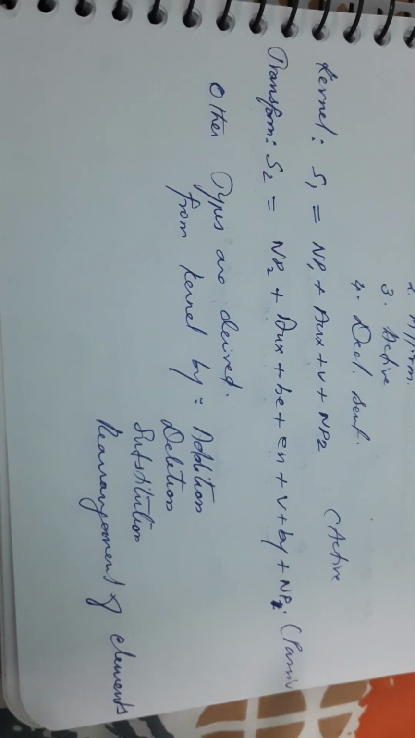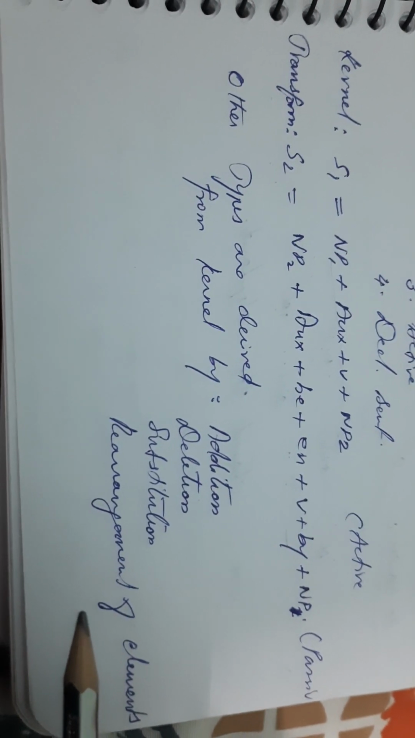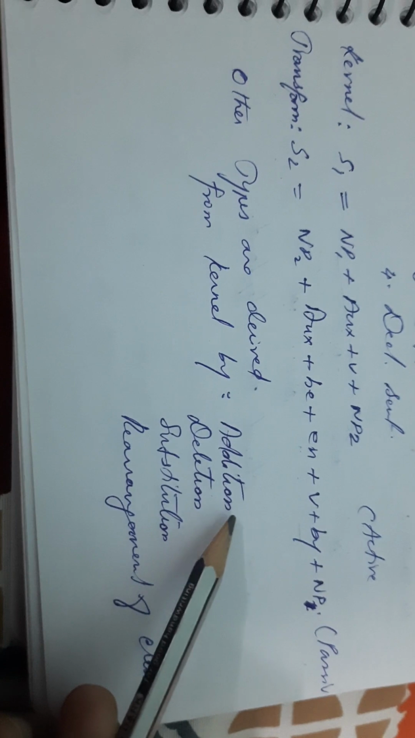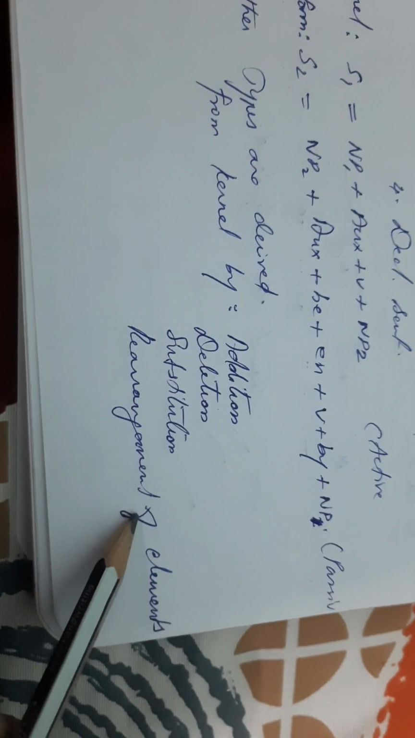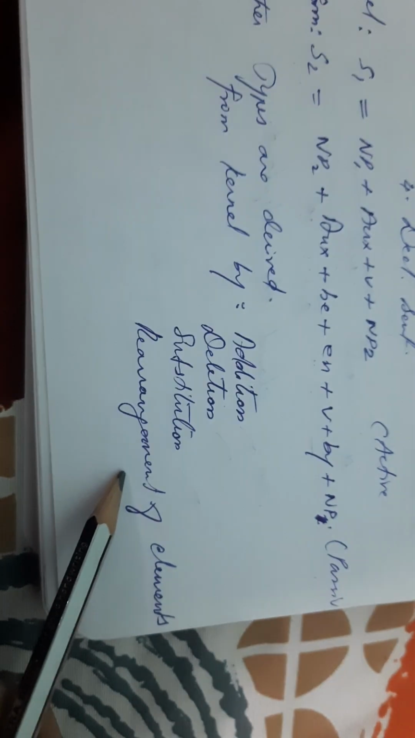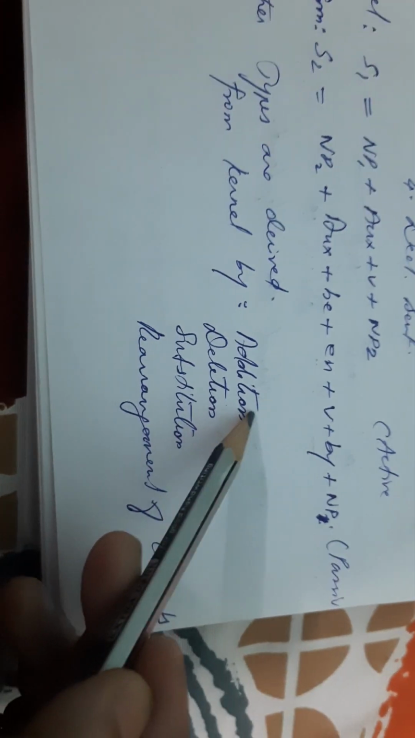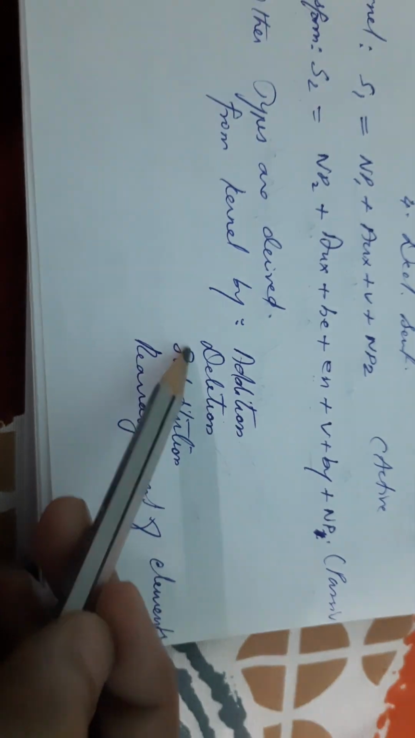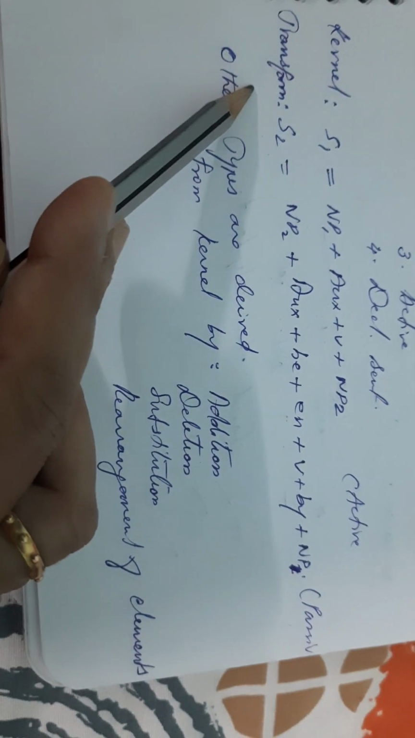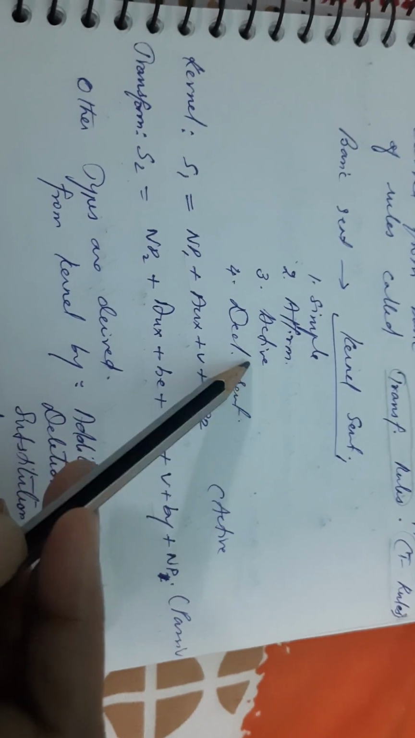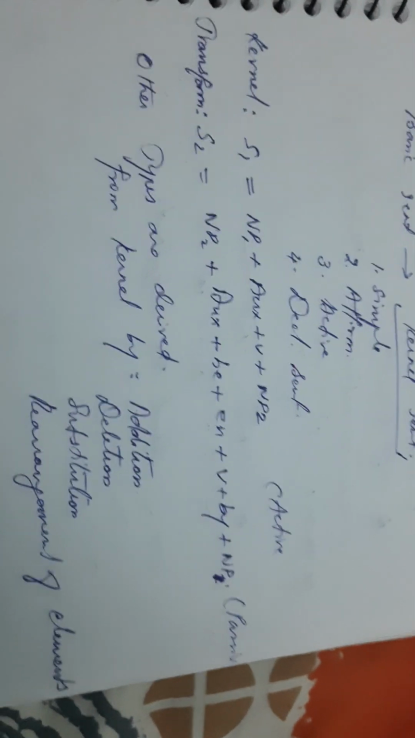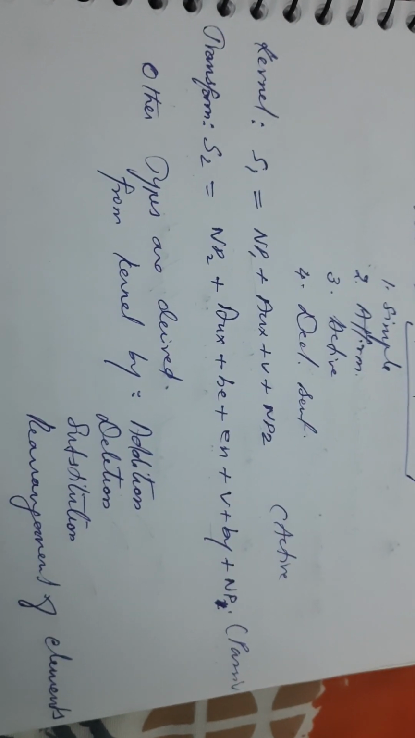Okay, so other types of sentences are also derived from the kernel. Maybe sometimes we add something, or we delete something, or we substitute something. Sometimes the whole elements in the sentence are rearranged. So these are the various techniques followed by the T rules or transformational rules in order to derive other types of sentences from the basic sentence, that is kernel sentences. Okay, so these are the important things that you have to remember about TG grammar.